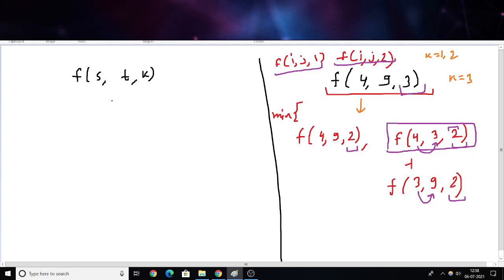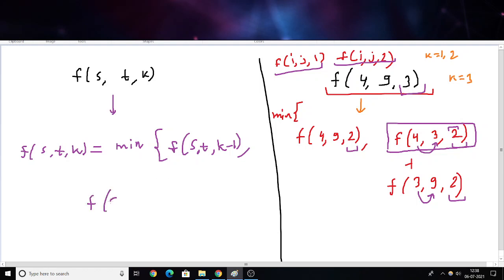So we have the transition that f(s, t, k) is nothing but the minimum of f(s, t, k minus 1), which means that we do not use city k to find the shortest path from s to t, or we do use it, in which case we use it as an intermediate. We move from city s to city k using only k minus 1 cities.